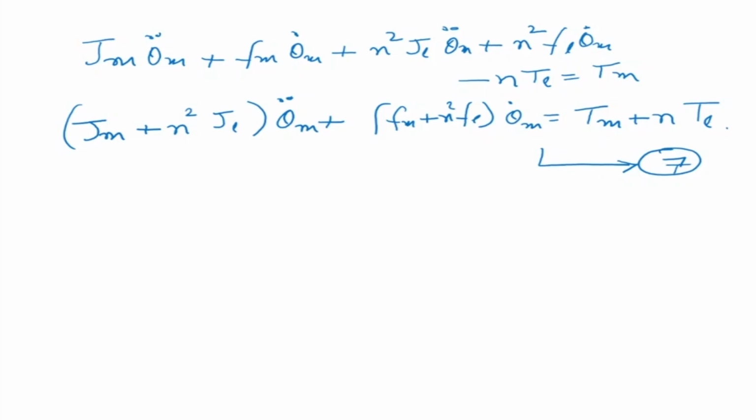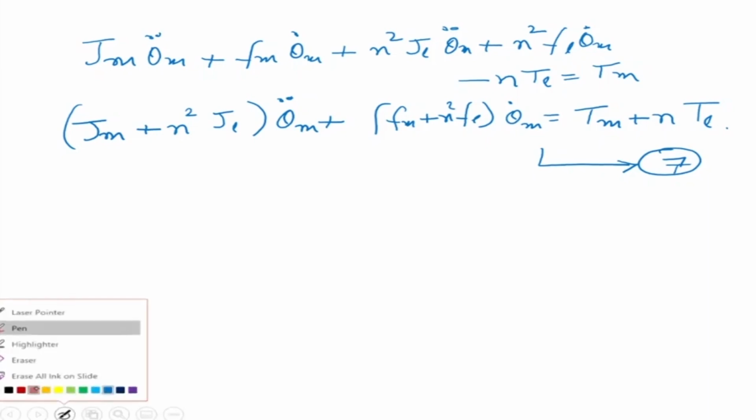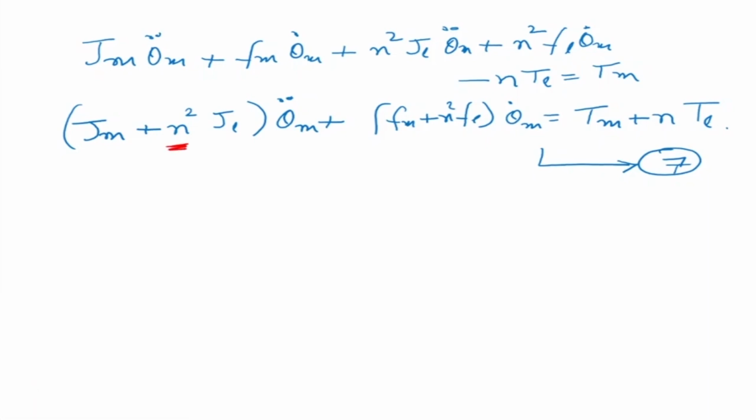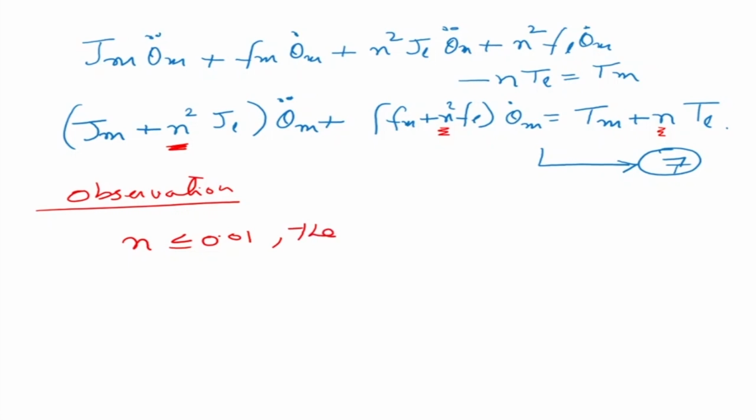Now that is because if you observe this equation very carefully, we find that this n squared comes here. There's an n squared here, and there is an n here. So it basically means that the disturbance torque is going to be reduced, and the effect on the load inertias is going to be reduced by n squared. The observation which is very, very important here is n is small, less than or equal to 0.01, because of which the effect of load inertia and load friction is reduced by n squared.